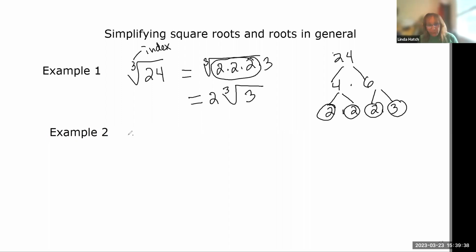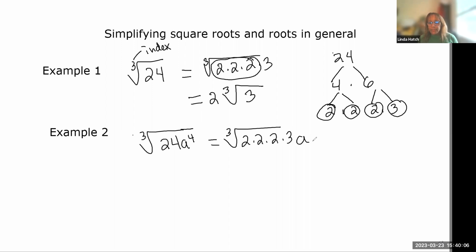So right here, instead of doing a square root, I'm going to do the cube root first, the same thing. I'm going to do the cube root of 24a to the 4th. I'm still going to use my numbers from my earlier example. So I'm going to say 2, 2, 2, 3, and I'm going to expand out my a's, a to the 4th power. Everybody with me?